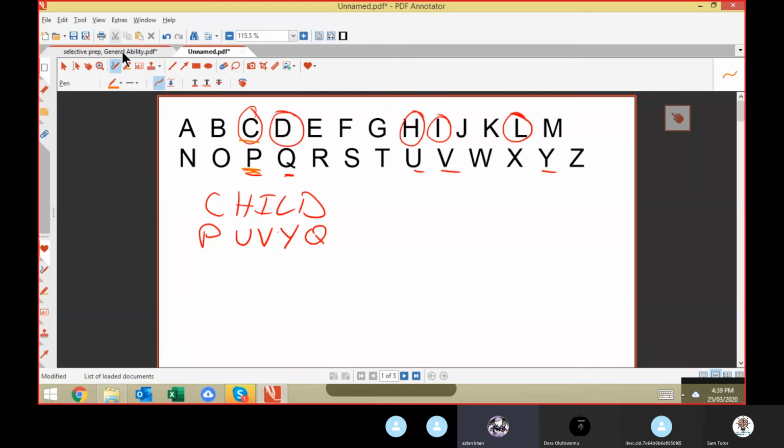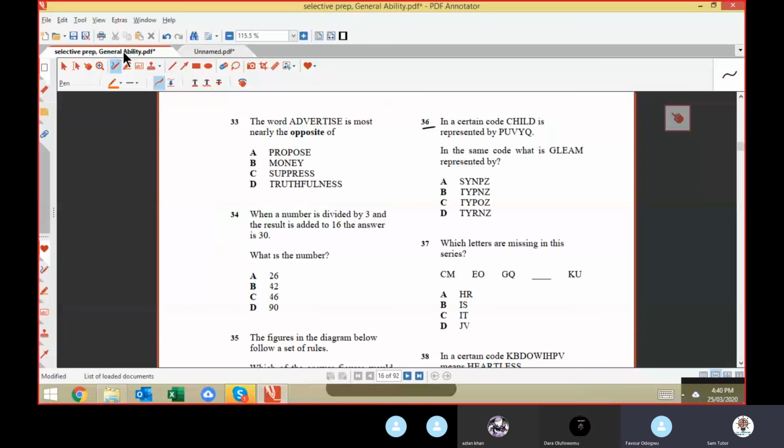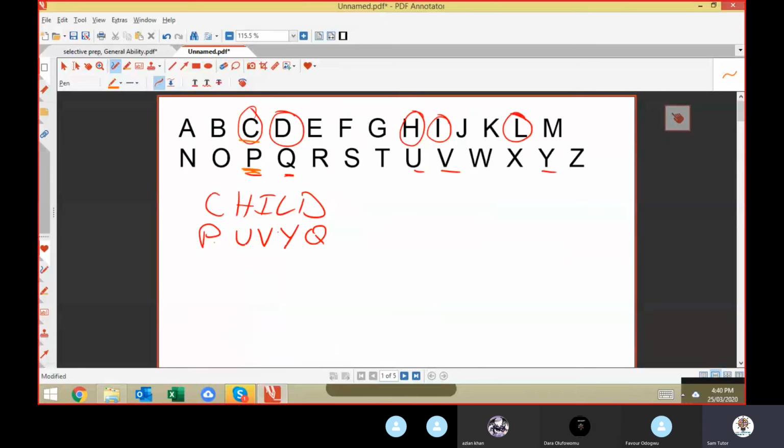Oh, because there's 26 letters in the alphabet. Can you please put it back to the question? Yes, here it is. The child is represented by PUVYQ. Can I go back now? Child. P.